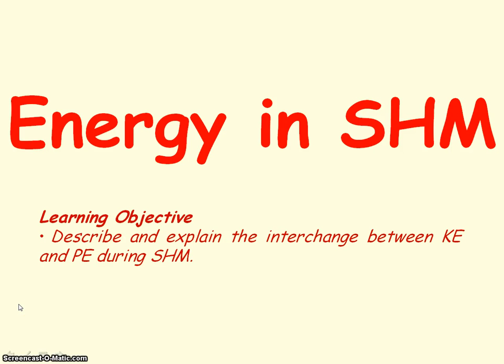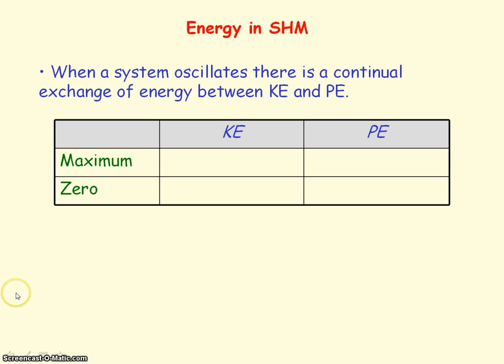We're going to be looking at the energy conversion taking place in simple harmonic motion. When a system oscillates with simple harmonic motion, there's a continual exchange of energy between kinetic energy and potential energy. So kinetic energy will be maximum in an oscillation when the velocity is maximum, so that is at the equilibrium position. Kinetic energy will be zero when the velocity is zero, so that is at maximum displacement, so when displacement equals the amplitude of the oscillation.